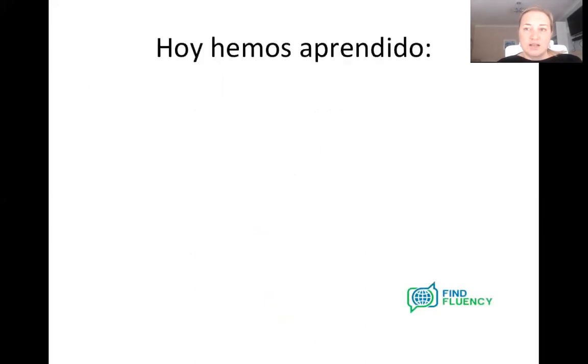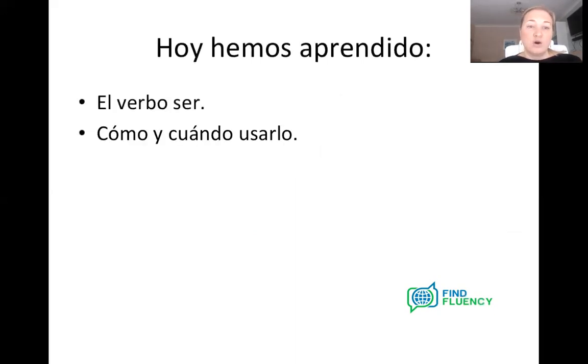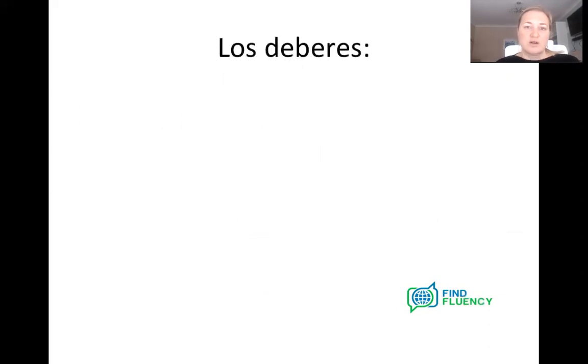Okay, well done, guys. You survived the verb ser. Y hoy hemos aprendido el verbo ser, cómo y cuándo usarlo. And un poco más vocabulario, a little bit more vocab. We've seen a couple of new words that we haven't come across before.